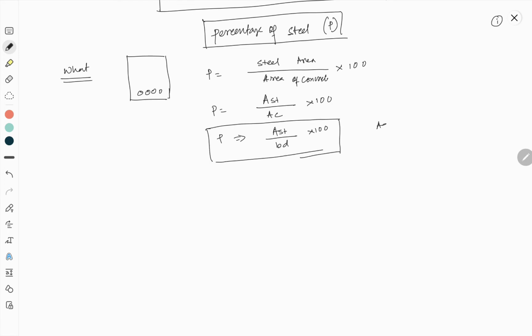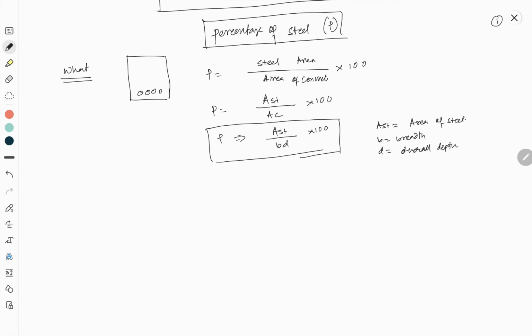Where AST equal to area of steel, B equal to breadth, D equal to overall depth.